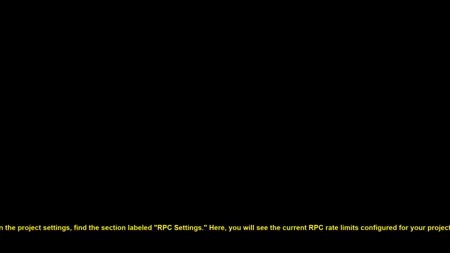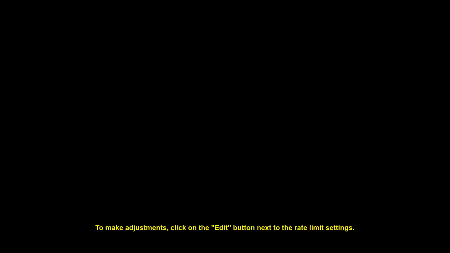Here, you will see the current RPC rate limits configured. To make adjustments, click on the Edit button next to the rate limit settings. Review the available options for rate limits. Decide on the new rate limit that aligns with your project's needs. Enter the new rate limit in the provided input field.